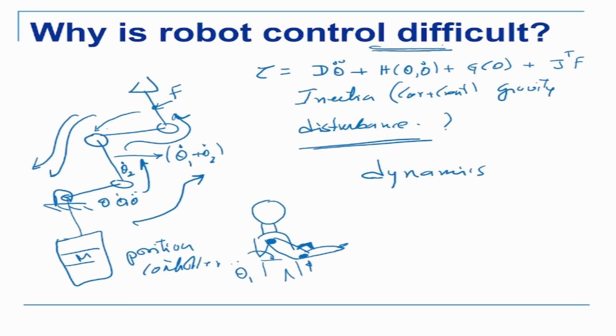So if you are simply using a single input, single output system with a position controller, then it is difficult to control actually. Just keep this in mind as we proceed, as we'll be proceeding to the experiment after some time.